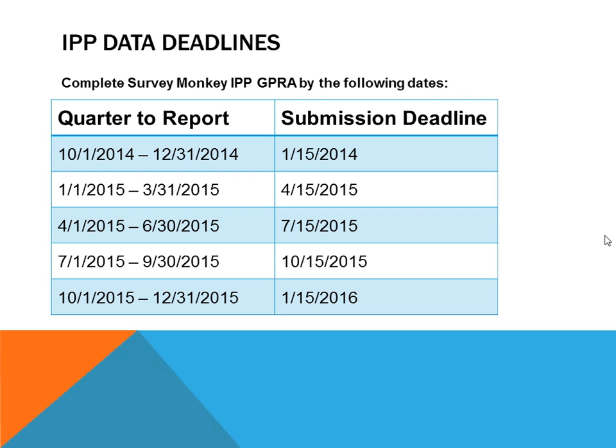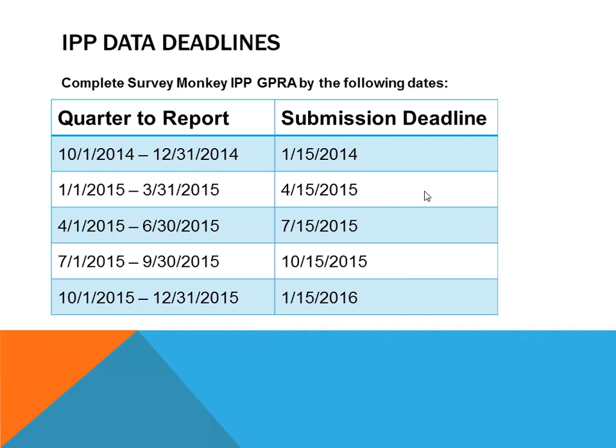So here's your schedule to report the GPRA IPP indicators. The quarter coincides nicely with our enrollment date. So on 10/1/2014, you'll need to keep track of the previous measures throughout your first quarter of enrolling kids. Your submission deadline for that would be January 15th, 2015. Then the next quarter would be due April 15th, 2015, and so on.